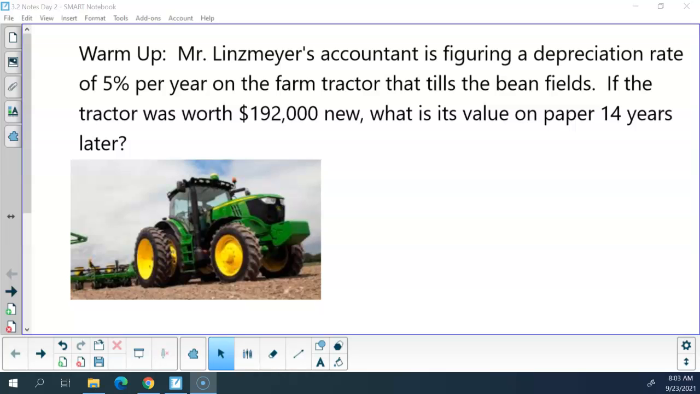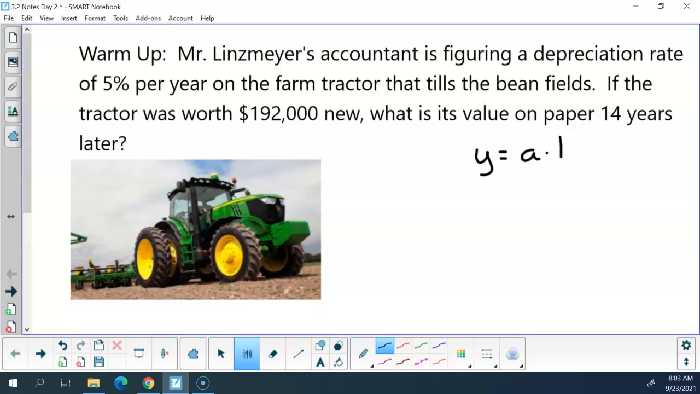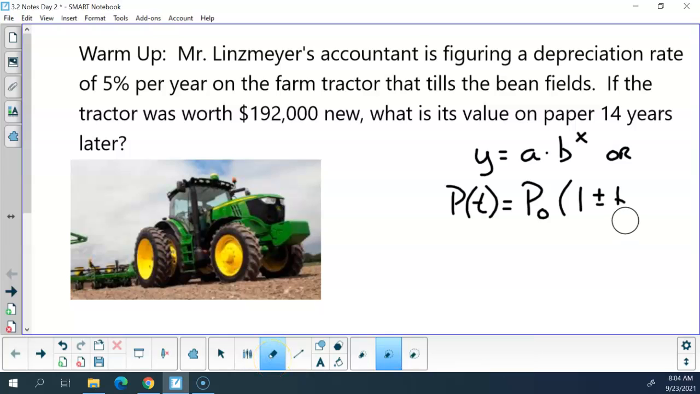So, again, we will be using the formula from yesterday, P of T equals P sub 0 times 1 plus or minus R, to the T. Alright, so we're looking for a value.